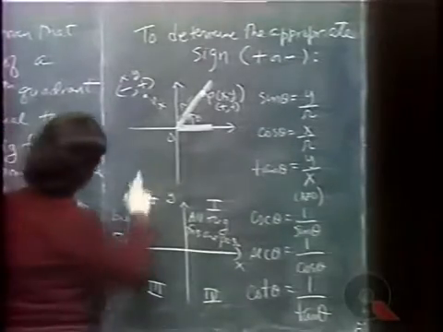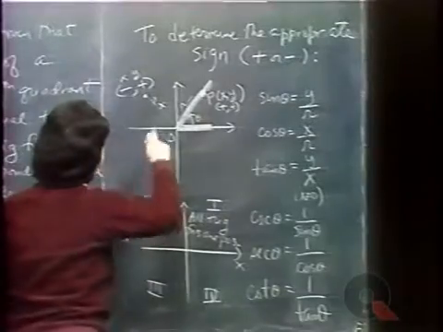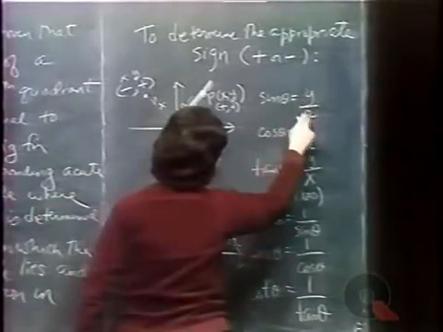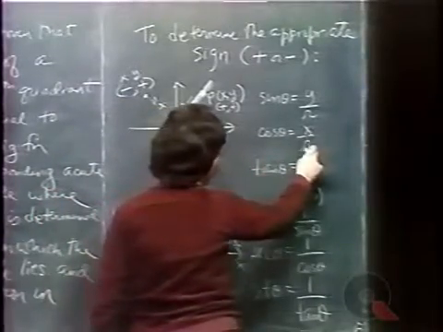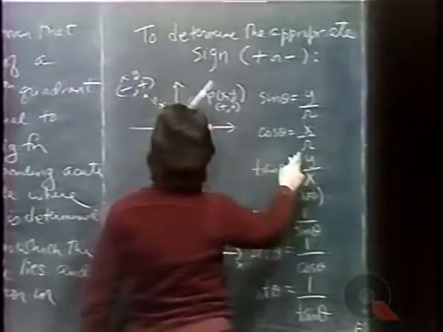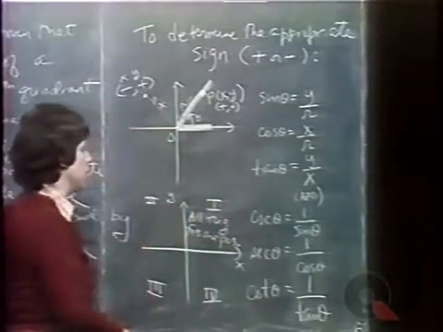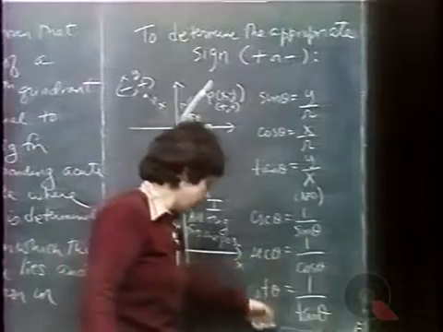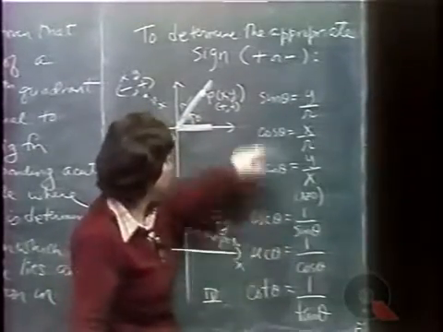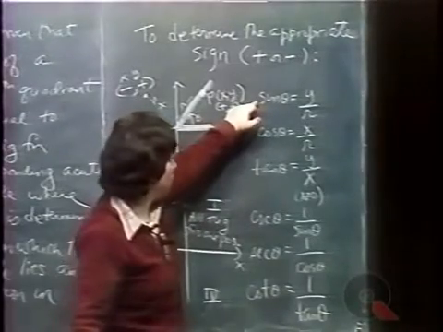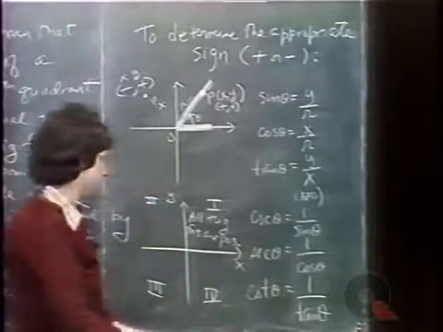Let's see which trig functions here are positive. Y and r are both positive, so sine theta is positive. X is negative, r is positive, so cosine is negative. X is negative, y is positive, so tangent is negative. And the reciprocals of the negatives are still negative. The reciprocal of the positive one is positive. So in the second quadrant, sine theta, which is y over r, is positive, and so is its reciprocal.